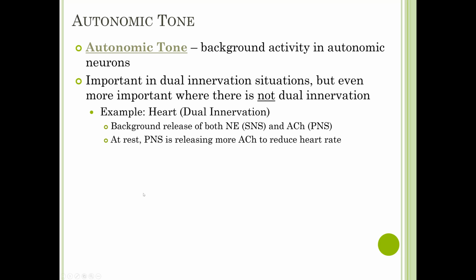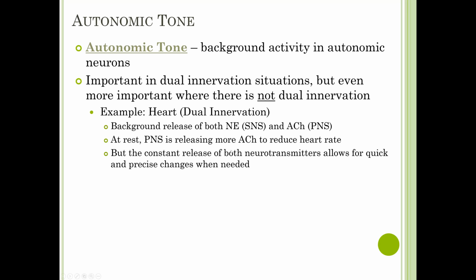In an example where we have dual innervation, like with the heart, the heart gets fibers from both the sympathetic nervous system and the parasympathetic nervous system. And so there is a background release of both norepinephrine by the sympathetic neurons and also acetylcholine by the parasympathetic neurons. At rest, your parasympathetic nervous system is actually releasing more acetylcholine than the sympathetic nervous system is releasing norepinephrine, and this is going to reduce your heart rate and bring it down to your resting heart rate.